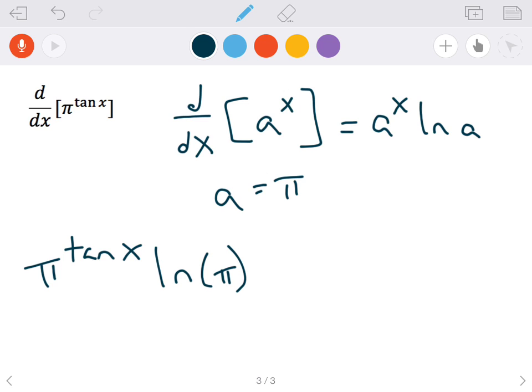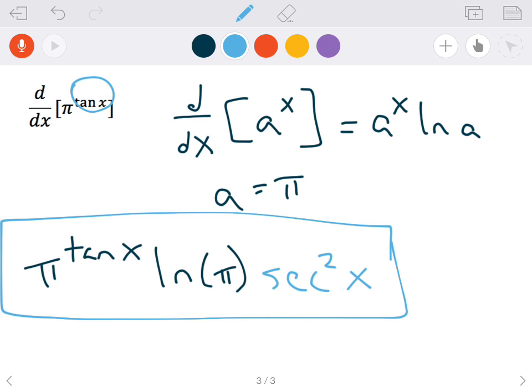And the only thing that's tricky about this one then is this is not just plain old x. So I have to follow a chain rule. I'm going to now multiply by the derivative of tangent of x, which is, I believe, secant squared of x. And so all of that then is my final answer. I could write it in a different order, but there's nothing I can do to simplify that one.